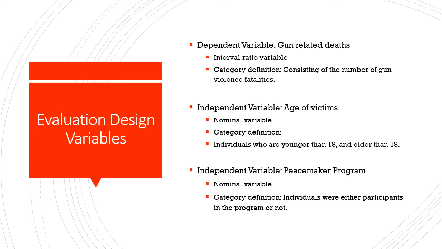And then the other independent variable is the Peacemaker program, or the active participation within it. And that's also a nominal variable, and the category definition just involves the individuals who were either participants in the program or not. So also just a categorical design where it's a simple distinction between two different categories, but not an actual ranking of them.